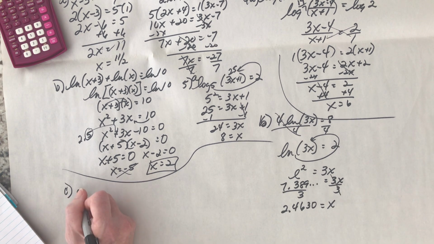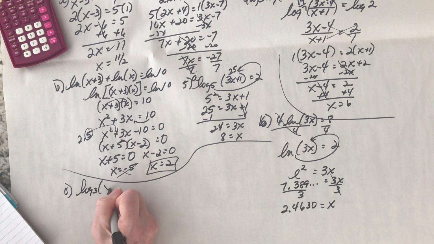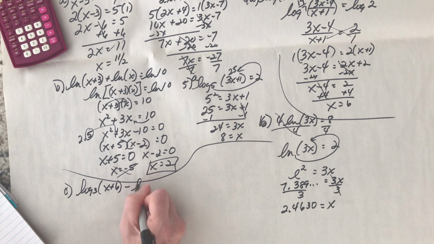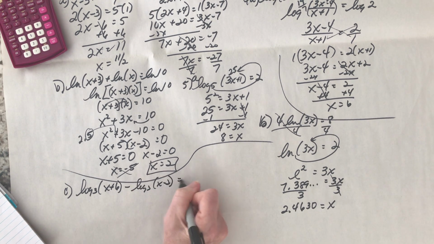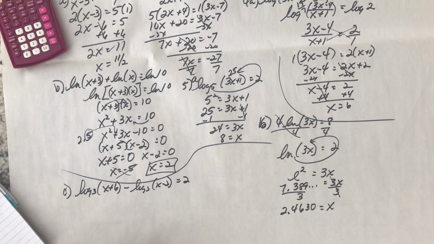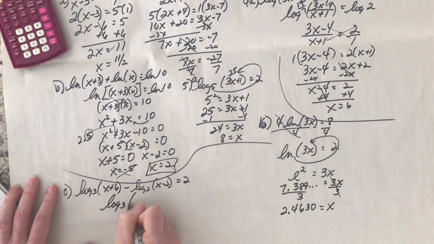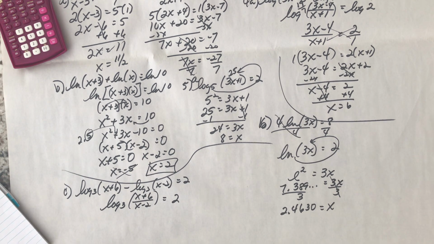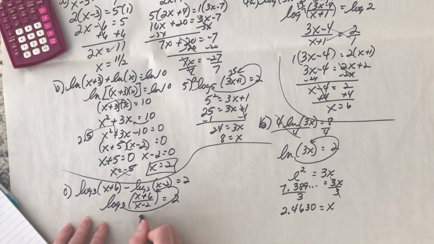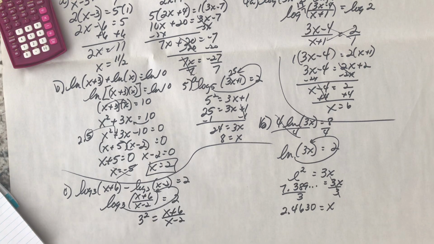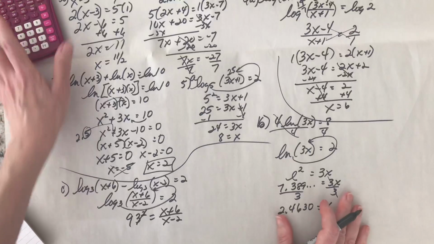Okay, we'll do C. Log base 3 of x plus 6 minus log base 3 of x minus 2 equals 2. We're going to have to compact these. I mean, it's just begging to do it with a minus sign there. So log base 3 of x plus 6 over x minus 2 equals 2. There, now we've got a logarithmic equation. Let's do the circle thing. 3 squared equals x plus 6 over x minus 2. You know that this is 9, so we've got 9 equals x plus 6 over x minus 2.